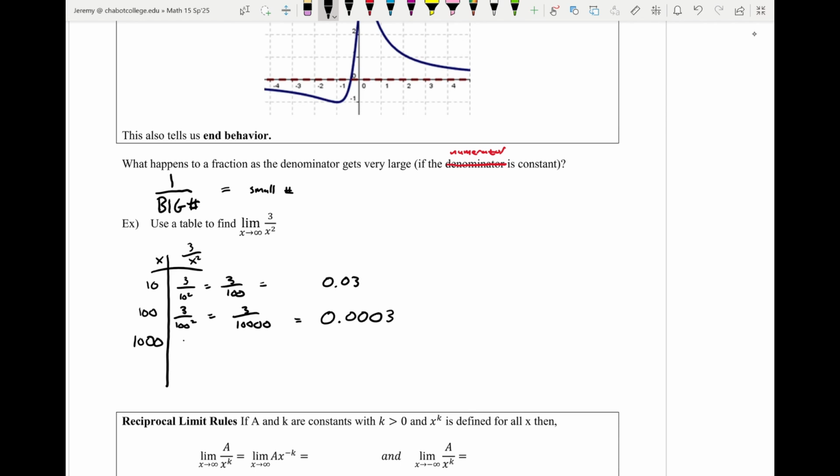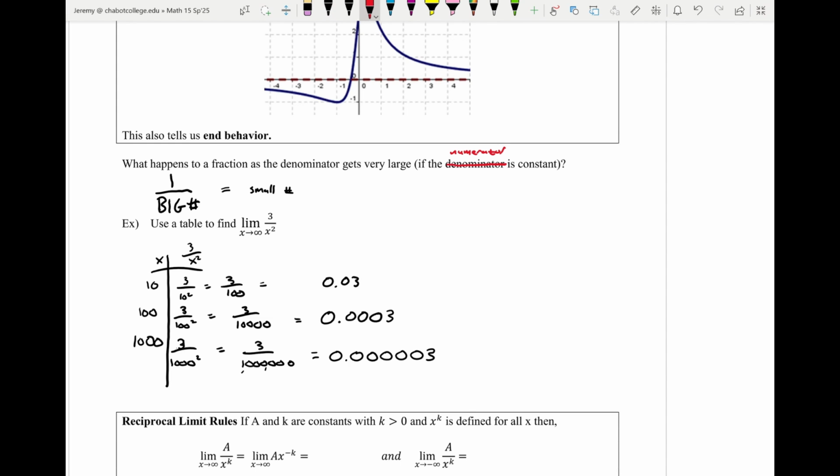Okay, let's do one more. If we plug in 1,000 into 3 over x squared, that's going to be 3 over a million. Three millionths. Okay, what does this look like as a decimal? Tenths, hundredths, thousandths, 10,000ths, 100,000ths, millionths.